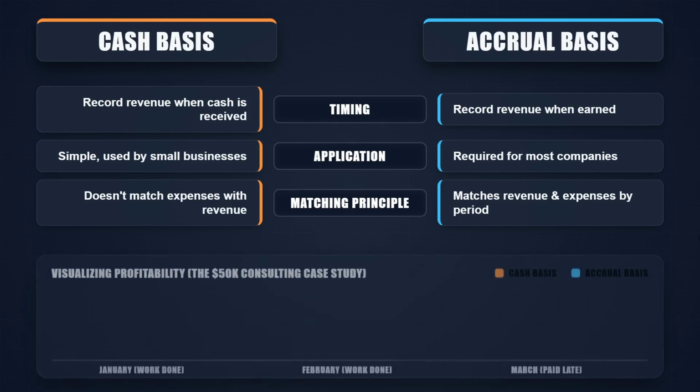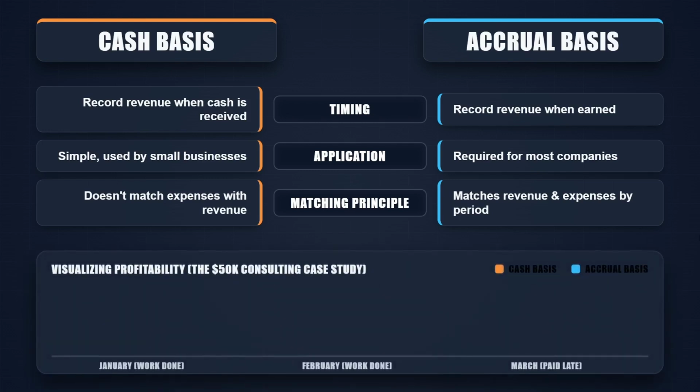Cash basis is like your personal budget. You only count money when it hits your bank account. But accrual basis, that's the professional standard. Accrual accounting gives you a true picture of profitability. Otherwise, you might think you made $50,000 in March because a client paid late, when really you did that work over January, February and March.